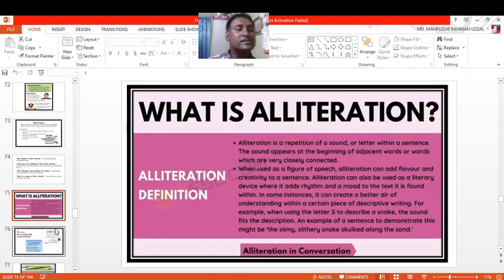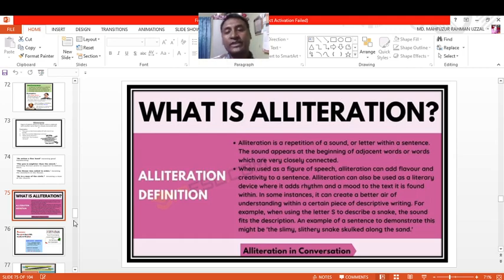Another literary device is alliteration. Alliteration is a repetition of a sound or letter within a sentence. The sound appears at the beginning of adjacent words or words which are very closely connected. When used as a figure of speech, alliteration can add flavor and creativity to a sentence.